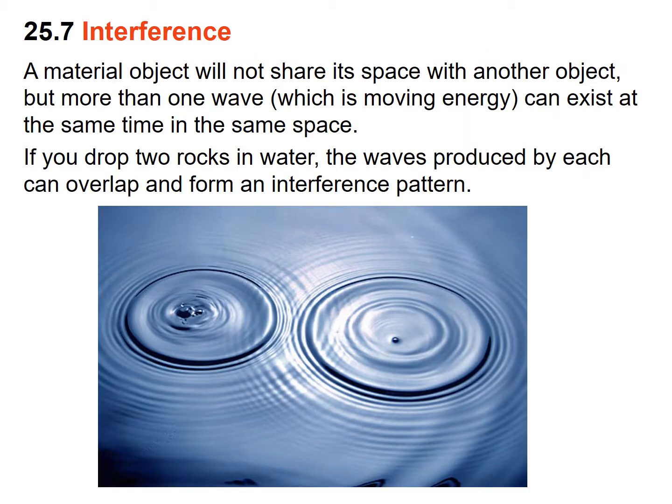Waves are a phenomenon that occur in materials or in the vacuum, but when they're in materials, what they actually are are disturbances or energy moving from one place to another. So while materials can't actually occupy the same space at the same time, energy certainly can. So waves can overlap, and that overlapping is what we call interference.